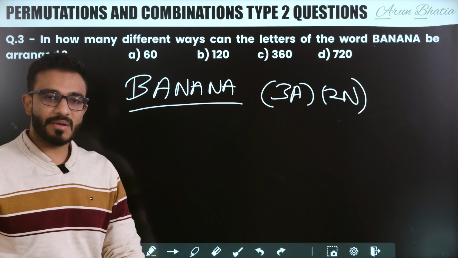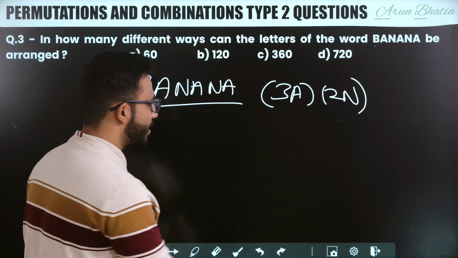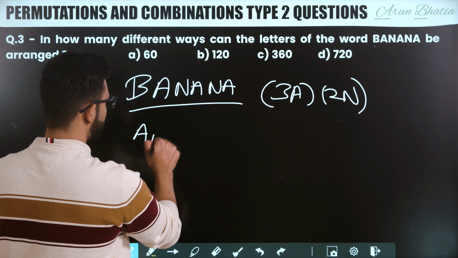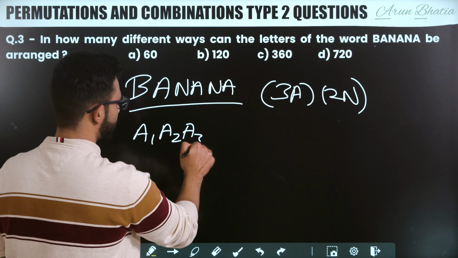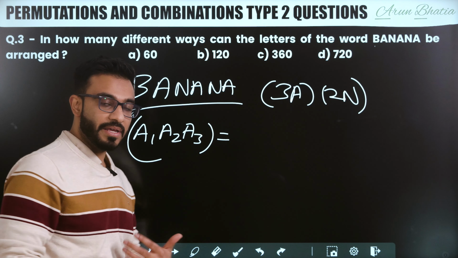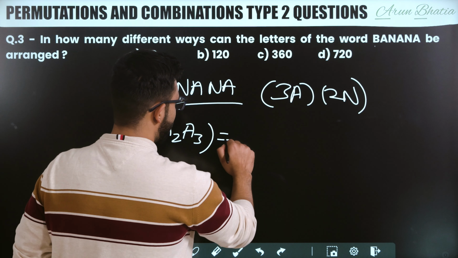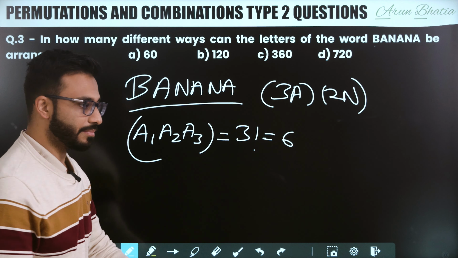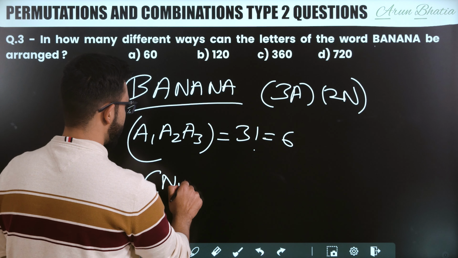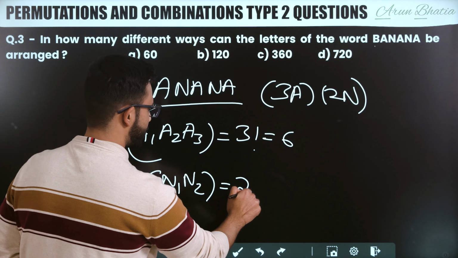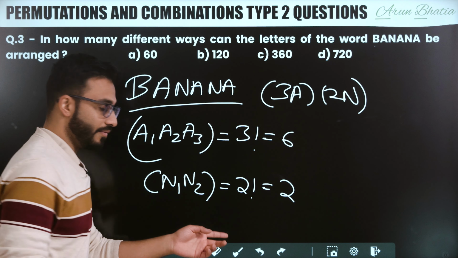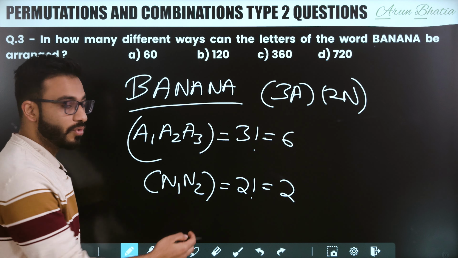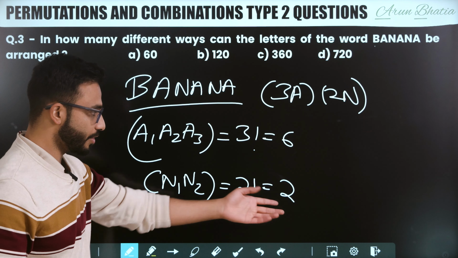Well, you can think about them in isolation as well. You can take the 3 A's out, treat them in isolation, treat them differently. We can arrange this in 3 factorial, 6 possible ways, and N can be treated as N1, N2, which is just 2 factorial. So N can only be arranged 2 ways. Well, it's only N1, N2 or N2, N1. So there are only 2 ways.